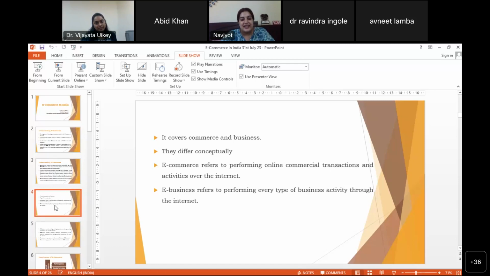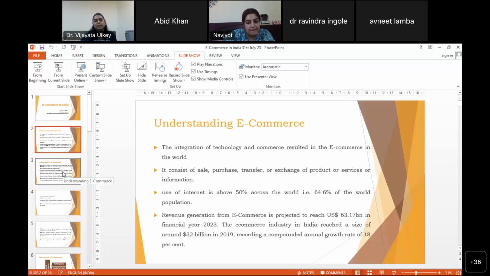See, the previous slides were all about the understanding of e-commerce. As I told you, three factors are very important for writing what is e-commerce: buying and selling, of what? Goods, services, or information. Third is the online platform. So these three ingredients are very important in order to define or understand e-commerce. There is no concrete or watertight definition for e-commerce.